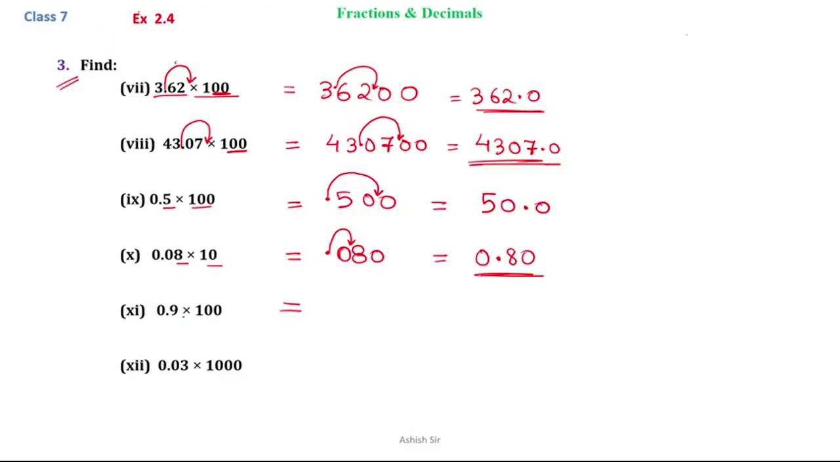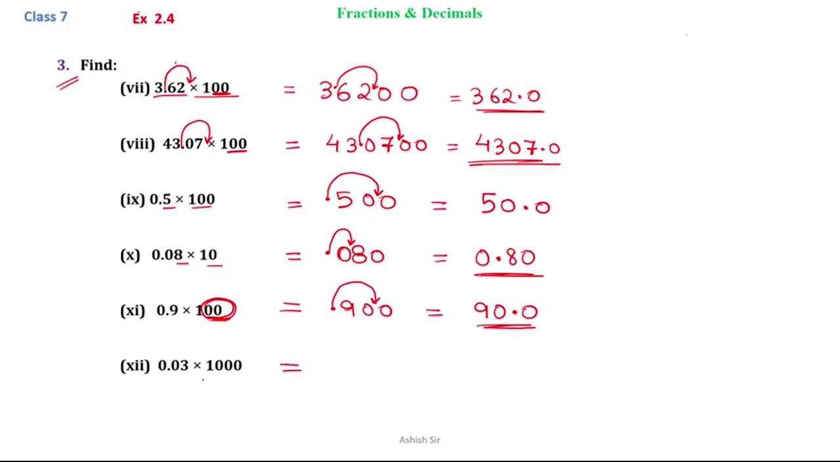Moving on to the next part, 9 into 100, let us say it's 900. Now, as we see there are two zeros, point is here. So from here, the point is going to move two digits to the right because there are two zeros. There is a 100, there are two zeros. So point is going to move two digits to the right. So the answer will become 90.0.